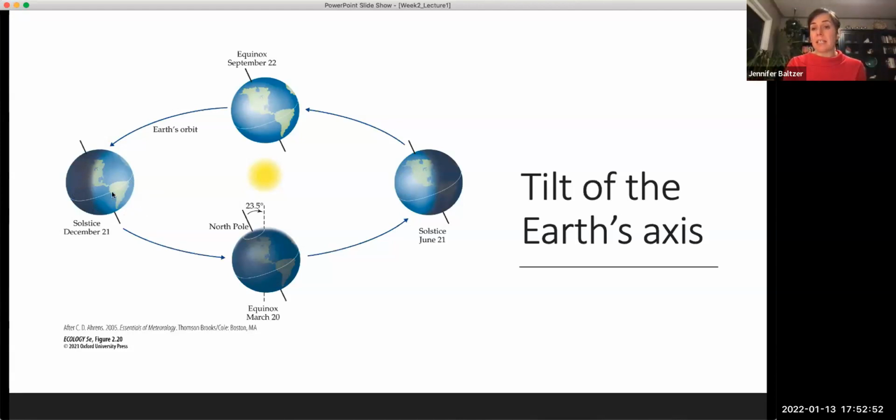In contrast, at that same time of year, the southern hemisphere has their summer. And so right now, as we are in the midst of some of our shortest days and our coldest time of the year, Australia and New Zealand are enjoying their summer months. Now, in the summer solstice, so June 21st, this is our longest day of the year.